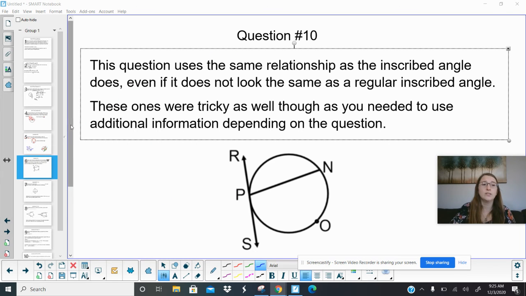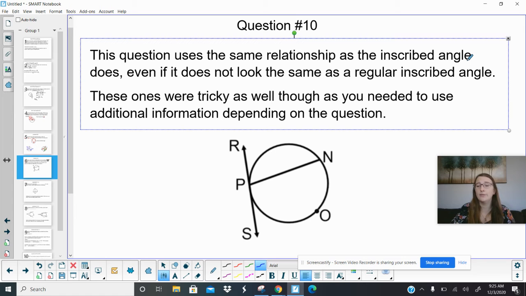Now this question actually uses the same relationship as the inscribed angle does, which means angle equals half the arc. Even though it doesn't really look like a regular inscribed angle, it actually is. Now these ones are tricky though, because you had to use additional information. Again, guys, we can't just be one trick pony. We have to go, okay, because I know this, I can find this. So for example, if you were given what this angle is, this angle is going to be 1/2 of the arc it opens up to. Same as the inscribed angle.